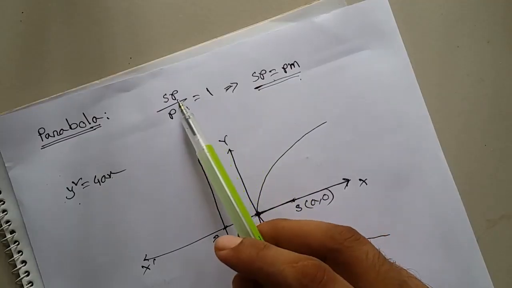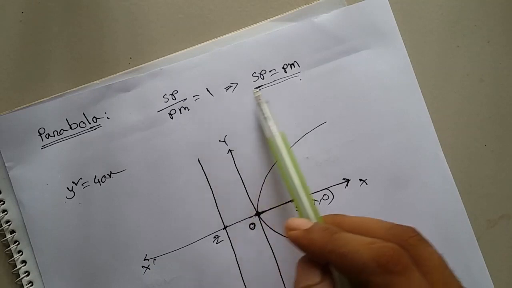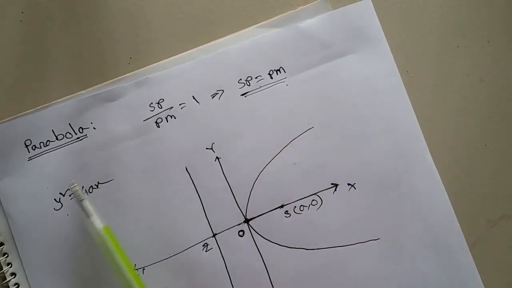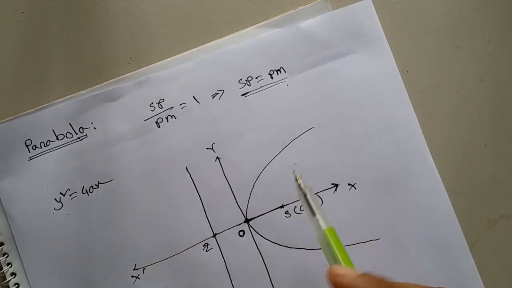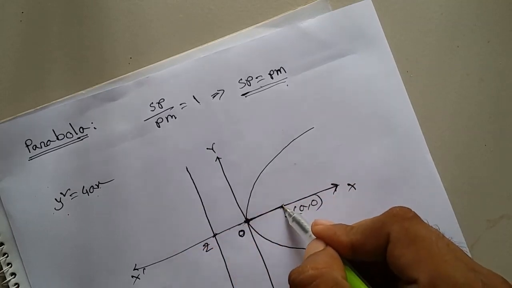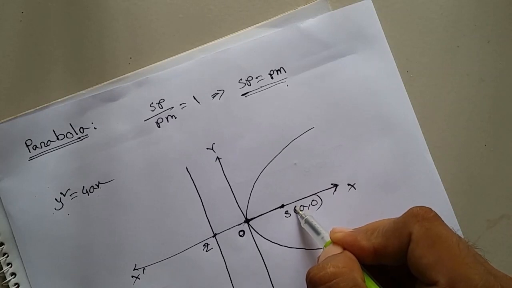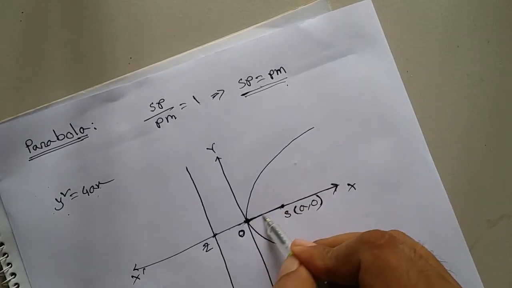In case of parabola, eccentricity is 1. That means SP by PM is equal to 1. That implies SP equal to PM. General equation of parabola, y square equal to 4ax. If a is positive, then the graph is on the right side, and if a is negative, then the graph is on the left side. And focus of the parabola is (a, 0). This point is (a, 0). That means this length is a.